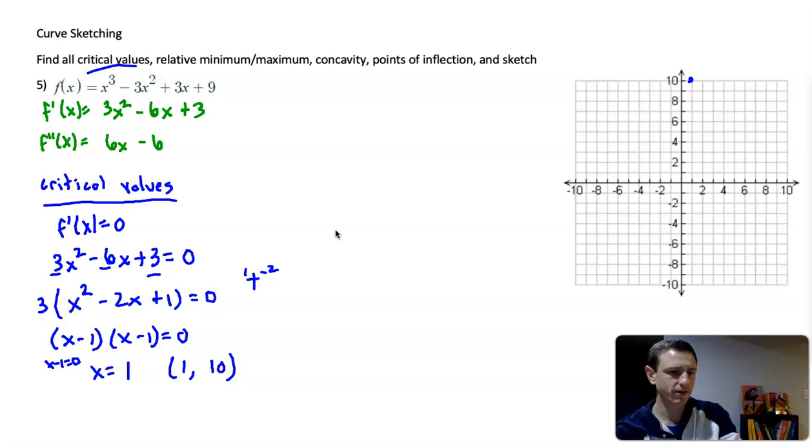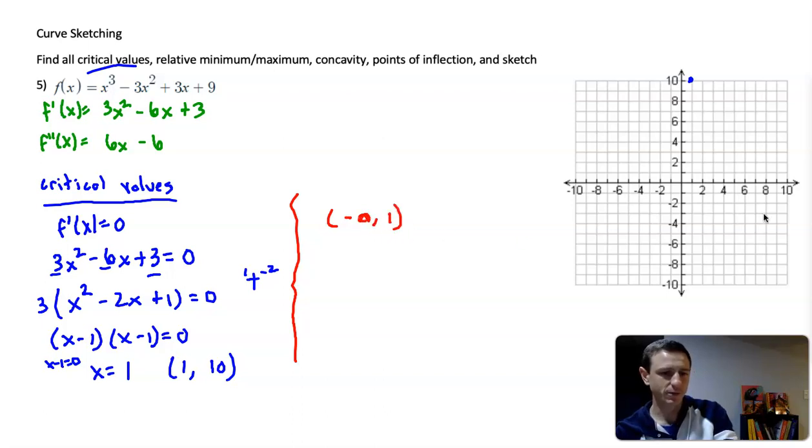So while we're talking about the first derivative, let's keep working off of this first derivative. So I'm going to set up some intervals. I just have this single point, this critical value. So I'm going to go from negative infinity to 1, it's a really bad infinity sign, and then 1 to infinity.